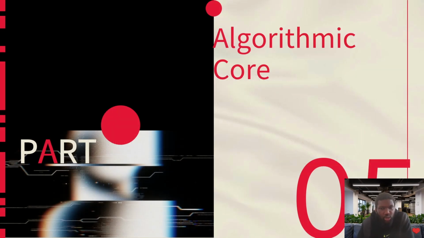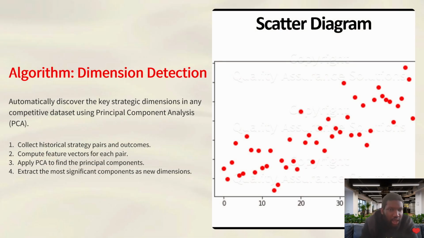Now algorithm core. Algorithm dimension detection automatically discovers the strategy imbalance of competition. Am I? I don't know. I think it's recording my voice. I don't know. Okay, I hope it is actually.